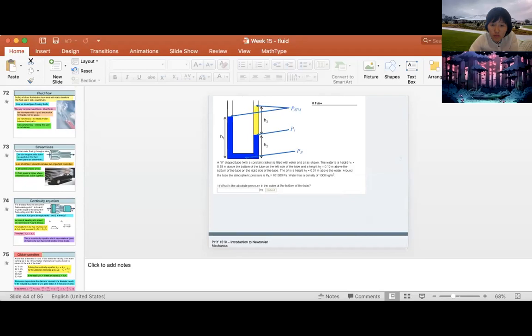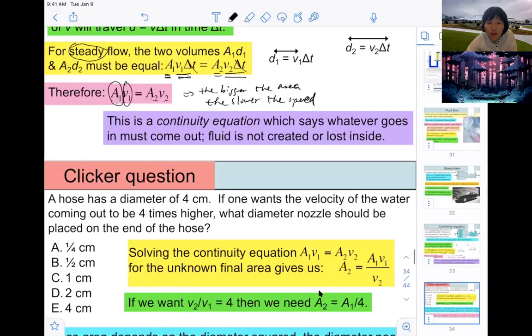Okay, so here is a question. We have a hose that has a diameter of 4 centimeters. If one wants the velocity of the water coming out to be 4 times higher, what should we do? What kind of nozzle should we put at the end of the hose? So this has to do with the continuity equation. This should be fairly straightforward. It's a direct application of A1V1 equals A2V2. So I'm going to give you maybe a minute or two to discuss, and then we can vote on this after you come back.